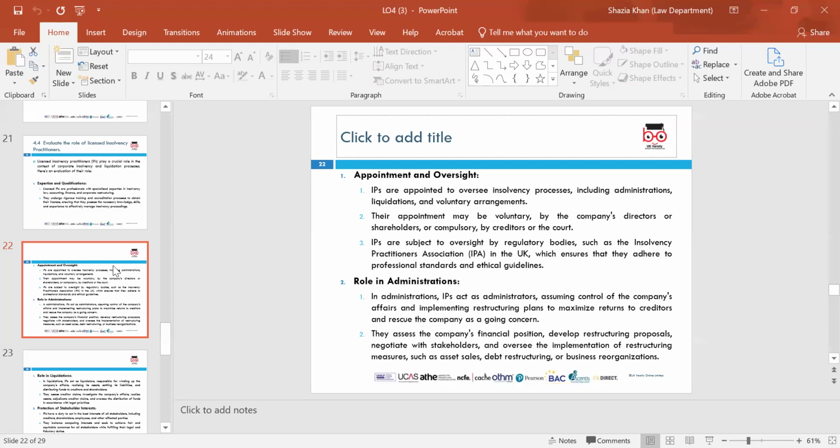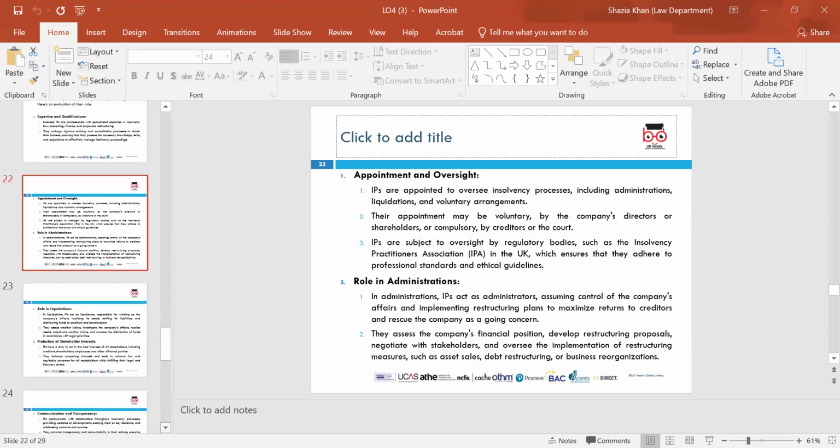The role in administration. In administration, IPs act as administrators, assuming control of the company's affairs and implementing restructuring plans to maximize returns to creditors and rescue the company as a going concern. They assess the company's financial position, develop restructuring proposals, negotiate with stakeholders, and oversee the implementation of restructuring measures such as asset sales, debt restructuring, or business reorganizations.